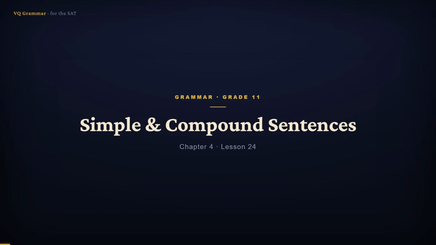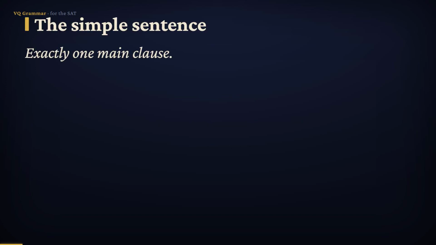We've learned about clauses. Now we use them to classify sentences, starting with the two simplest types, simple and compound. Let's start building full sentences. A simple sentence has exactly one main clause, one complete subject, and one complete predicate.